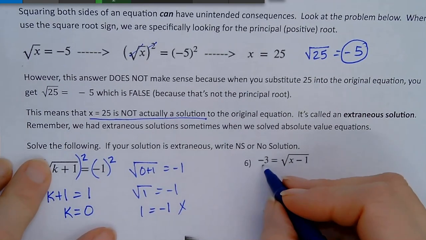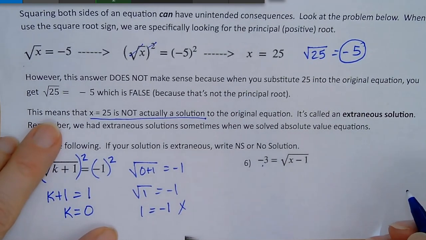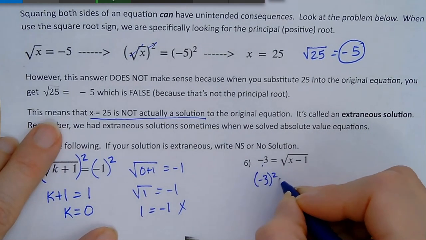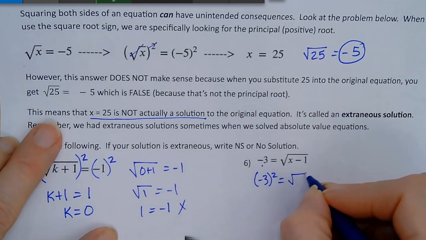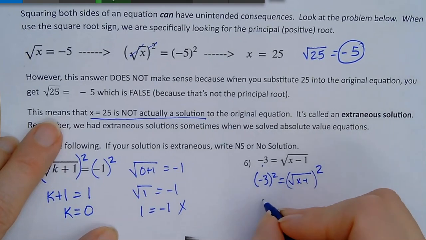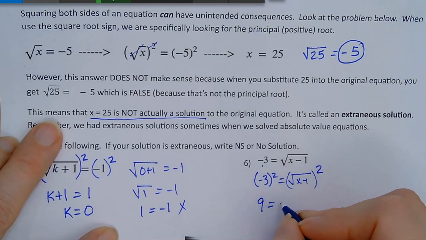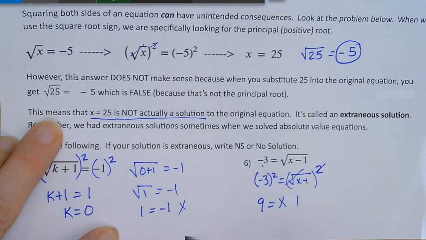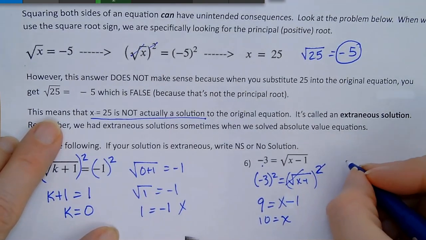All right, so over here, negative 3 equals the square root of x minus 1. So I'm going to square each side. Negative 3 squared equals the square root of x minus 1, all squared. So negative 3 times negative 3 is positive 9. This equals, square and square root cancel out, so it equals x. Oopsie, sorry, that's minus 1. Hold on, pause. Magic. 9 equals x minus 1. Add 1 to each side. 10 equals x. So I'm going to check it by plugging it back in.